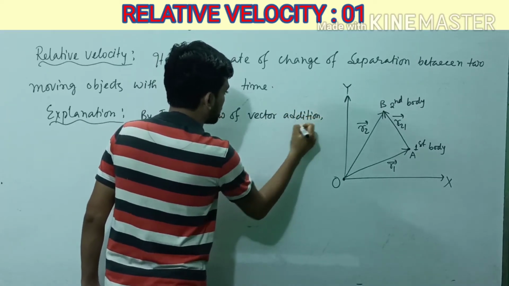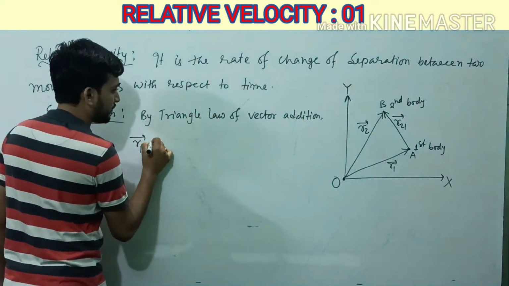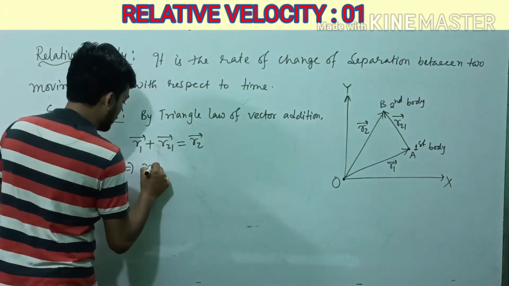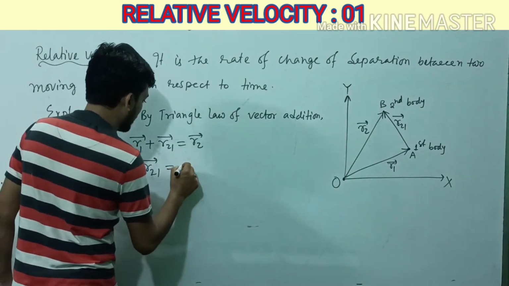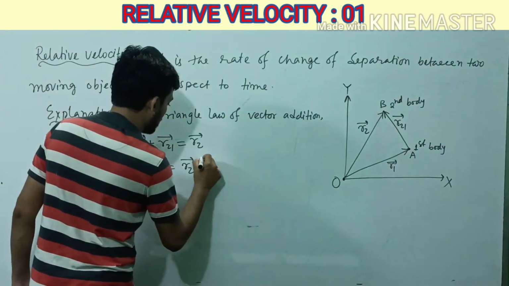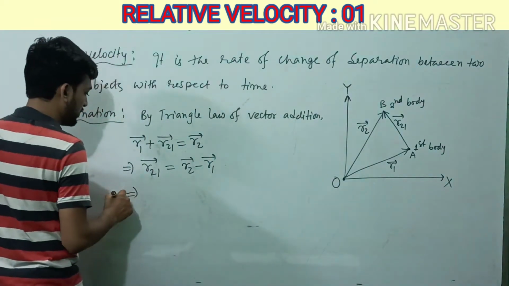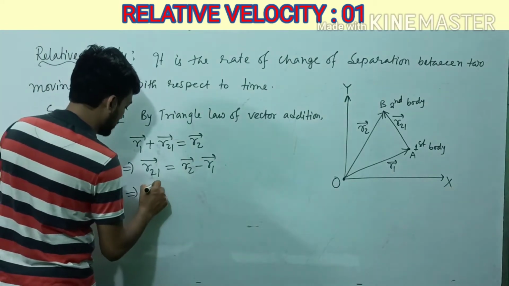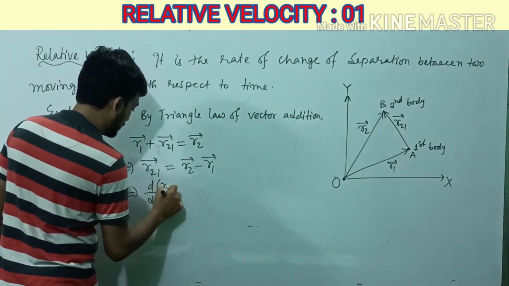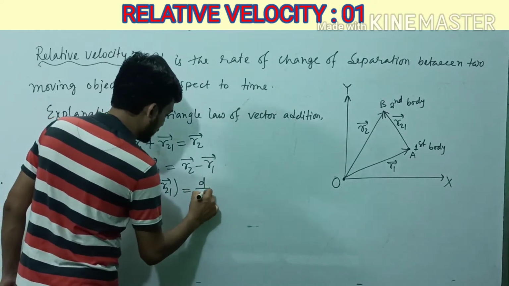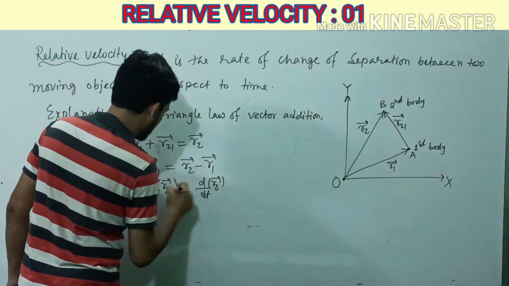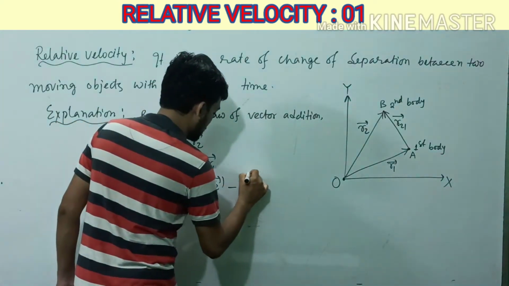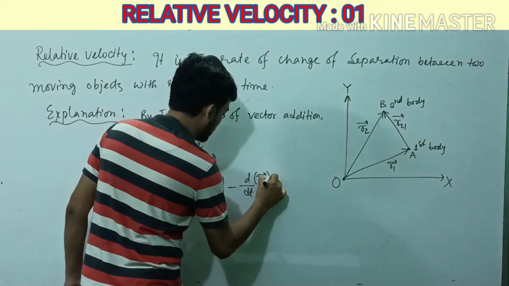Now by triangle law of vector addition, we can write r1 vector plus r21 vector is equal to r2 vector, and from here we can write r21 vector is equal to r2 minus r1 vector. Now you take derivative on either sides of this equation with respect to time t. So after taking differentiation we will get d/dt of r21 vector is equal to d/dt of r2 vector minus d/dt of r1 vector.